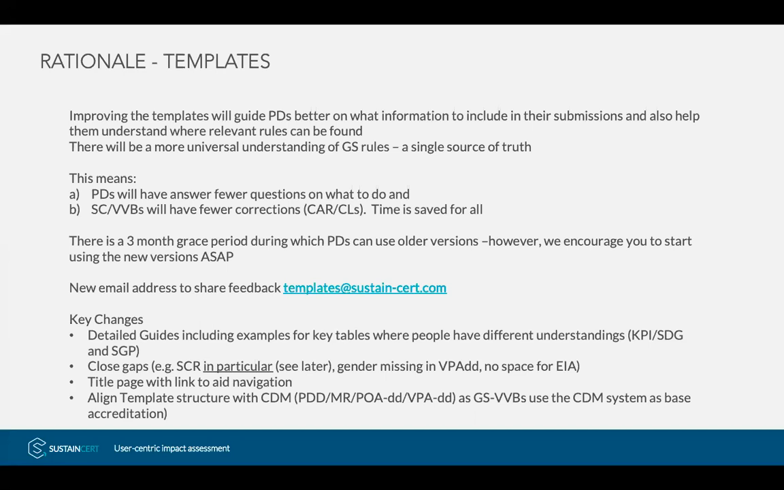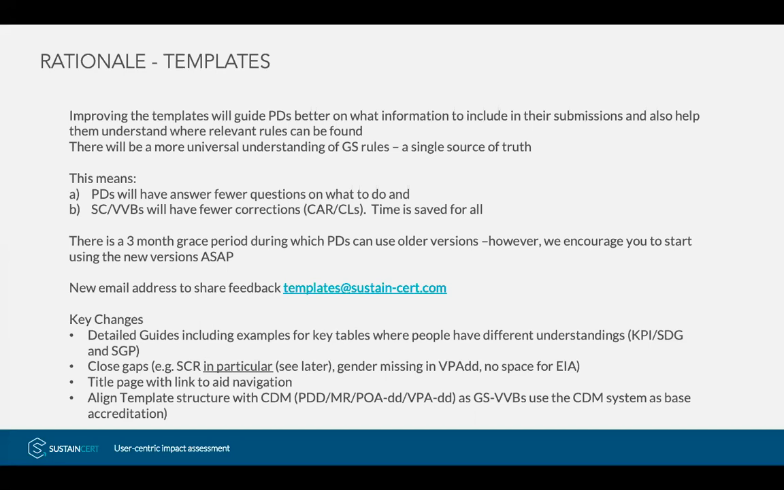We've also focused on closing some of the gaps. So I'm going to spend some time talking about the stakeholder consultation report. There are a number of gaps in there, but just as a couple of other examples, gender sensitivity was missing in the VPA-DD, but was present in the PDD. And for instance, there was no dedicated space for environmental impact assessment or compliance with local law. So we've closed those gaps.